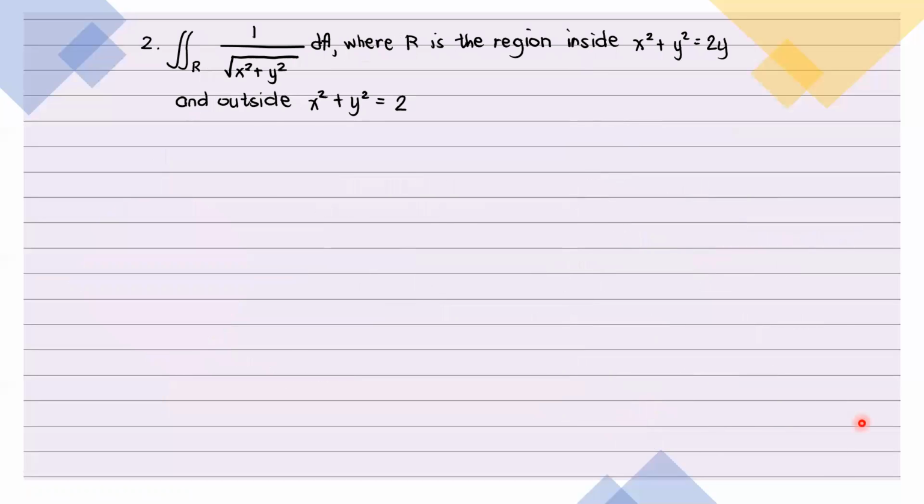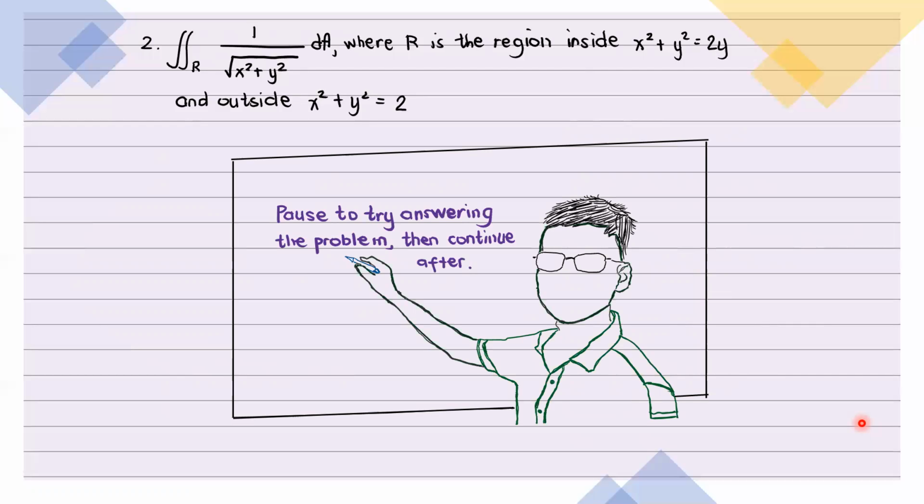We want to get the double integral of 1 over the quantity of the square root of the sum of x squared and y squared over the region inside x squared plus y squared equals 2y and outside x squared plus y squared equals 2. Okay, gamitin ang kapangyarihan ng pause upang subukan munang sagutan ang problem. Paparating na po ang solution at answer in 5, 4, 3, 2, and 1.